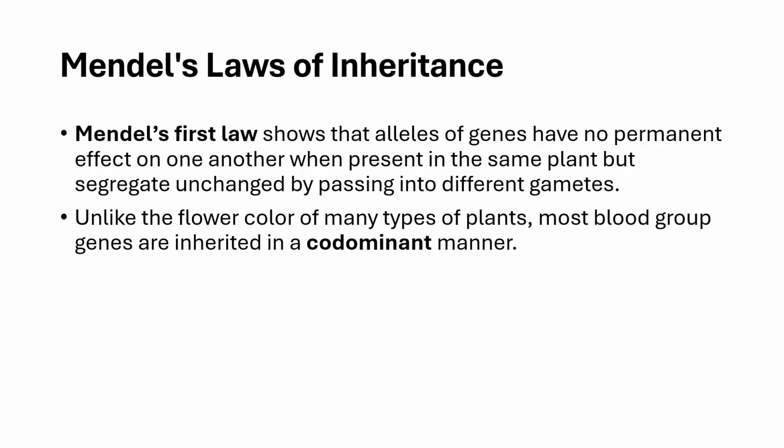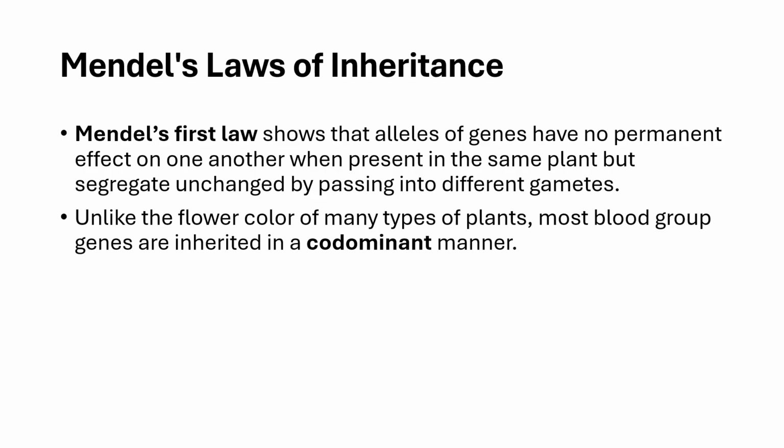So Mendel's first law in blood group genetics was the law of segregation. This law states that alleles of a gene pair separate independently during the formation of the gametes, so the eggs and the sperm. Each gamete carries one allele for each gene. Importantly, the alleles themselves do not alter each other when they coexist in the same organism. They segregate unchanged into different gametes.